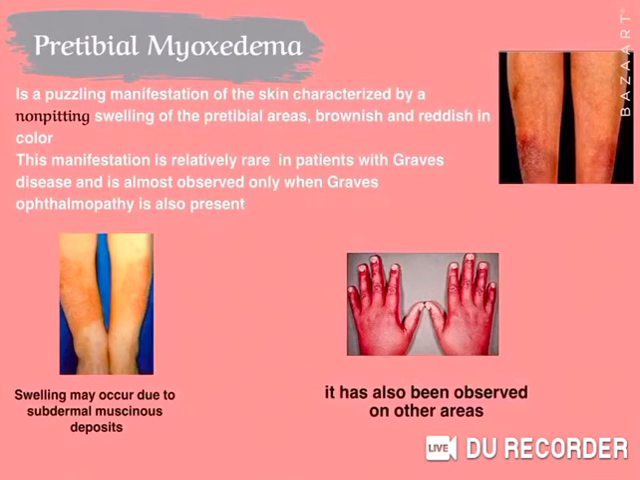The second is peritibial myxedema, a puzzling manifestation of the skin, characterized by a non-pitting swelling of the peritibial area, brownish and reddish in color. This manifestation is relatively rare in patients with Graves' disease and is almost only observed when Graves' ophthalmopathy is also present. That's to say, ophthalmopathy will appear first and then peritibial myxedema, not the opposite. Swelling may occur due to subdermal mucinous deposits. We can observe this feature in other areas like the hand and forearm.